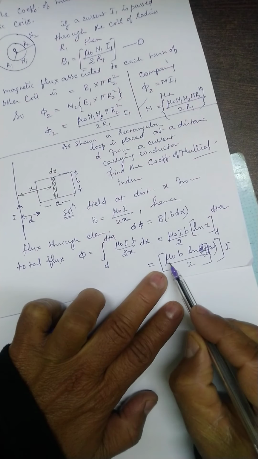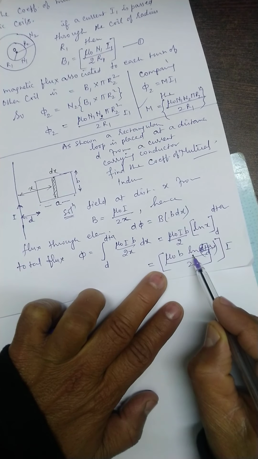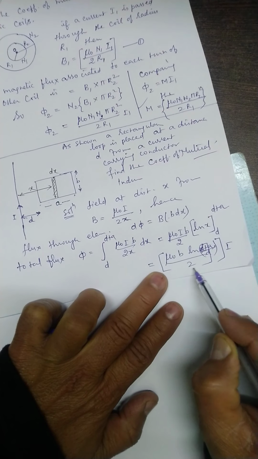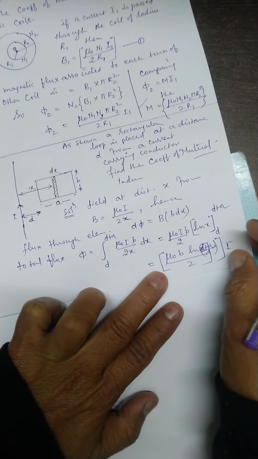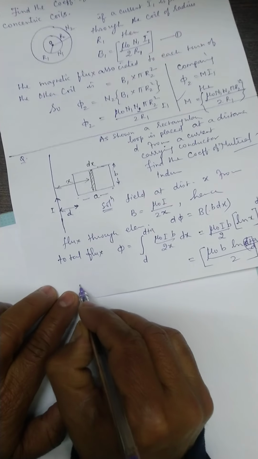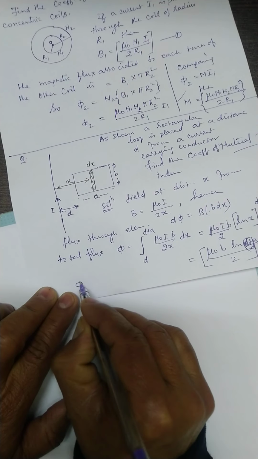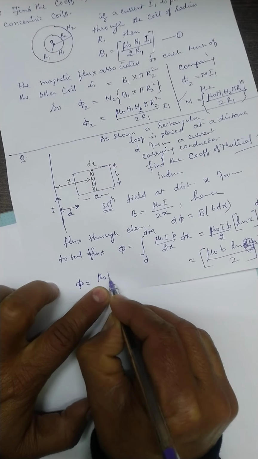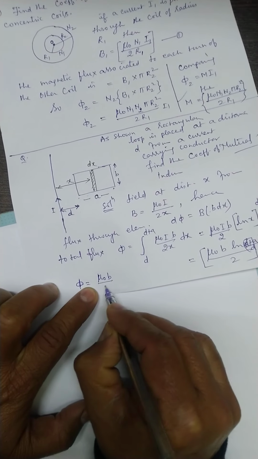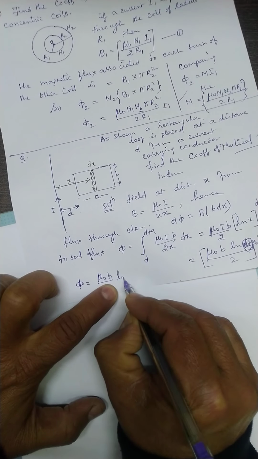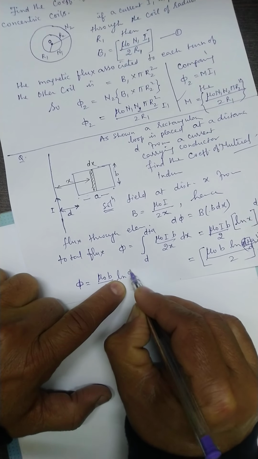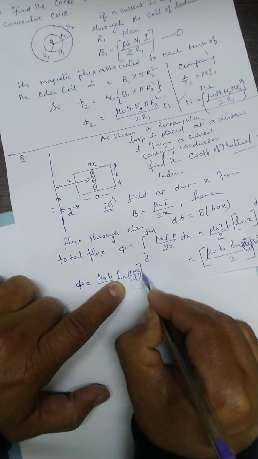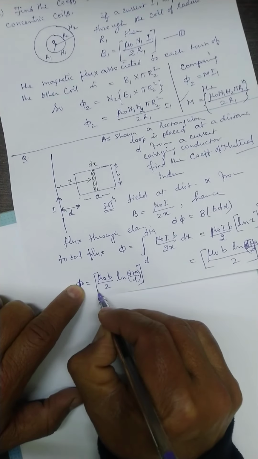So I shall get mu 0 b log (d plus a upon d) whole multiplied by I and then divided by 2. So I can write down this equation as phi equals mu 0 b upon 2 log (d plus a upon d) into I.